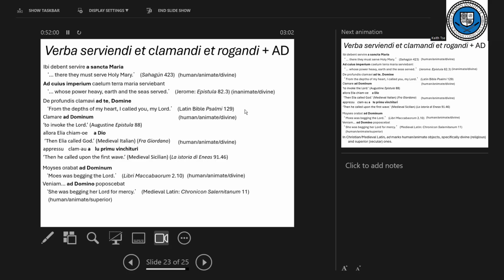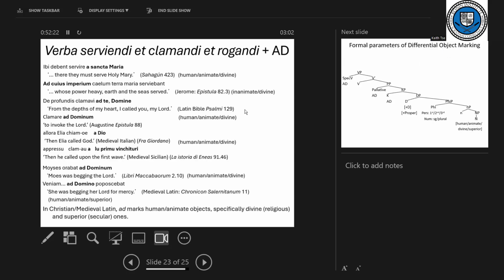Tanum, this one, which is a secular piece of text, the Papa Skepat ad domino. This isn't divine. This is rather superior. Domino here denotes a real historical person who was presumably the speaker's lord, and she was begging her lord for mercy. So this is not so much divine as superior. All right, so the earliest examples of ad in Christian and medieval Latin, they denote human and animate objects, specifically divine objects, if it's religious, or if it's superior, in a secular context.